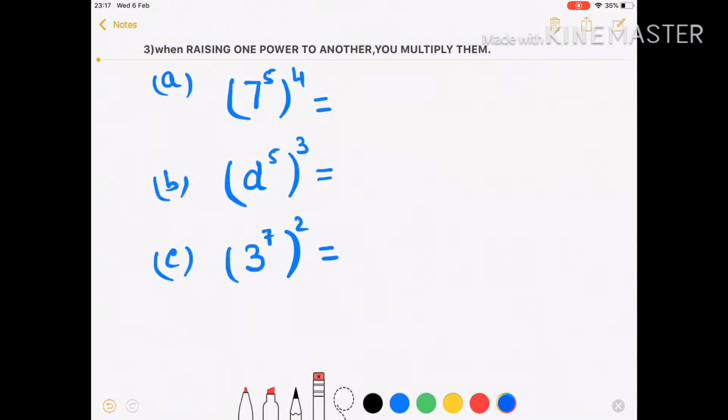Rule number 3: raising one power to another, you multiply them. In question A, when you see one power to another, it means you see two powers there, then you have to multiply them. Suppose one power is 5, 7 to the power 5, and the other power is 4. So one power to another, you have to multiply the powers. 5 times 4 will come to 7 to the power 20. So the rule is raising one power to another.